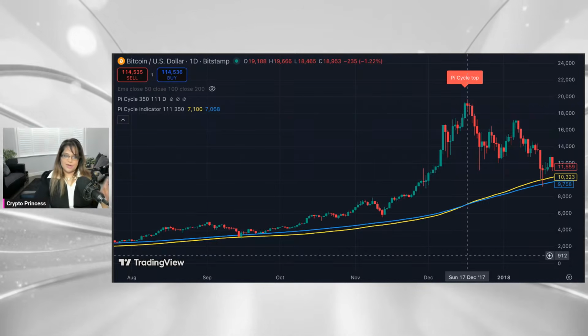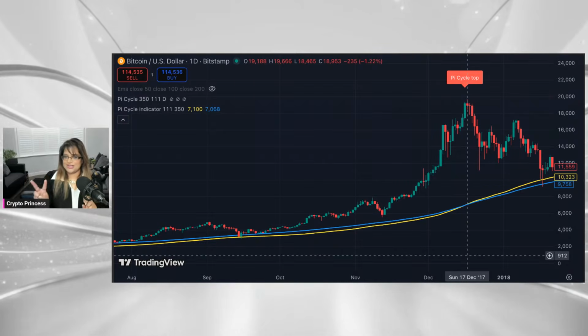So remember, after the Pi cycle top, and again, what is a Pi cycle top? It's two SMAs. And when they overlap, that's very, very close to the top. In April 2013, it was 4 days off. In November 2013, it was 1 day off. In December 2013, it was 1 day off. In December 2017, it was 2 days off. And in 2021, which we haven't covered, it was again 2 days off.